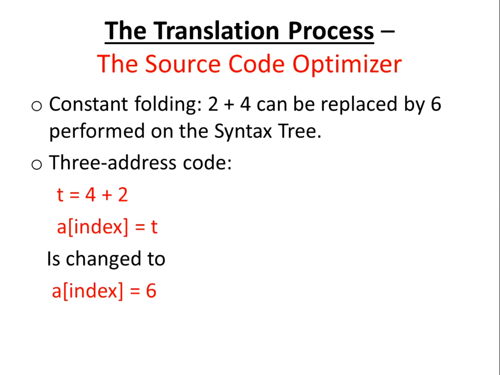The source code optimizer performs constant folding in the syntax tree: 2 plus 4 can be replaced by 6. Three address code such as t = 4 + 2, a[index] = t, will simply be optimized to a[index] = 6. This is called the three address code.